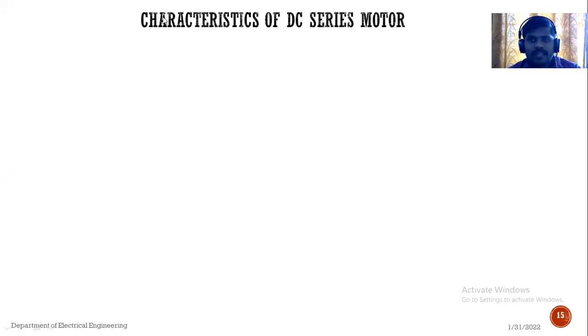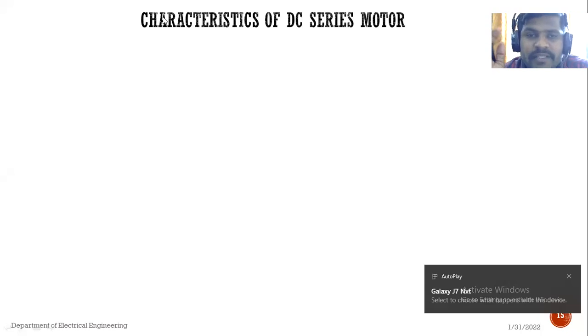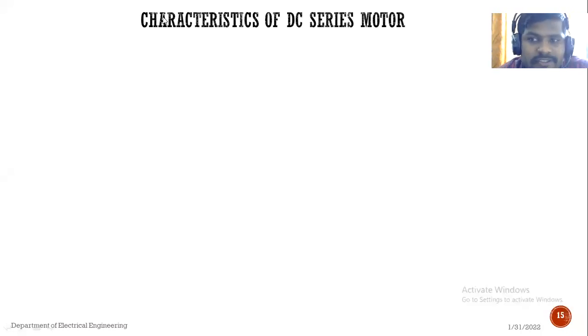In the last lecture, we discussed the characteristics of the DC shunt motor, like torque versus armature current characteristics, torque versus speed characteristics, and speed versus armature current characteristics. These three characteristics we have already discussed in the case of the DC shunt motor. Today we will discuss the next one, the characteristics of the DC series motor.